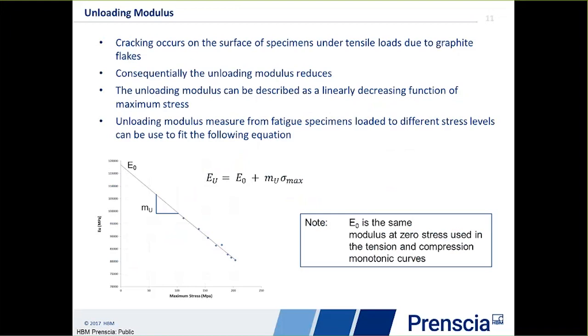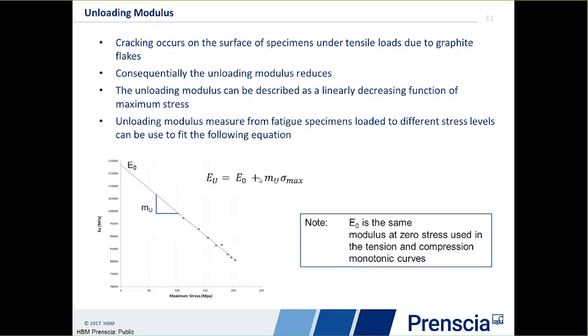Again, looking at this unloading modulus through a series of tests applied with different levels of stress, he recognized that it was basically kind of a linear fit with the peak stress applied to that loading. And so he's able to go in and basically fit the unloading modulus with peak stress, and again, come up with a linear regression that describes that unloading modulus as the initial tension modulus, which again had a zero stress applied, and then a slope that is applied to the max stress in the cycle. Now, one thing you'll see is that E0, that tangent modulus, is common across the secant representations for both tension and compression, as well as this unloading modulus.